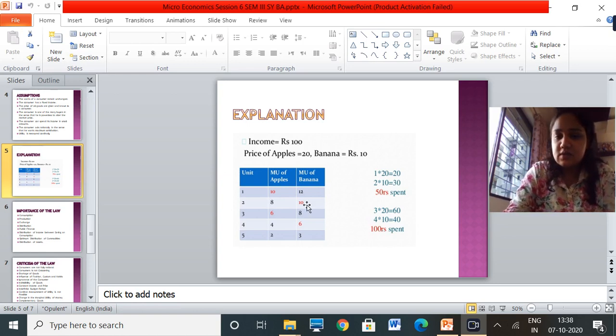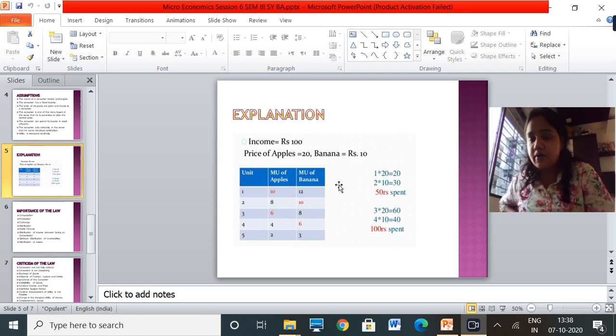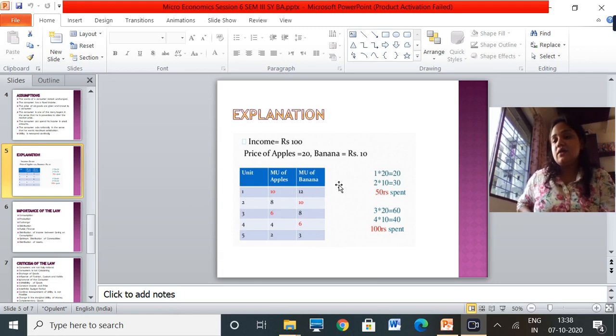If I consider this where it is becoming 8 and 8, so 2 into 20 is 40 and 3 into 10 is 30. So for 70 rupees he's spending. Again it is not giving me the number of 100, which means he is not spending his entire income. So where is he spending his entire income? He is spending his entire income in the case of 3 units of apples and 4 units of bananas.